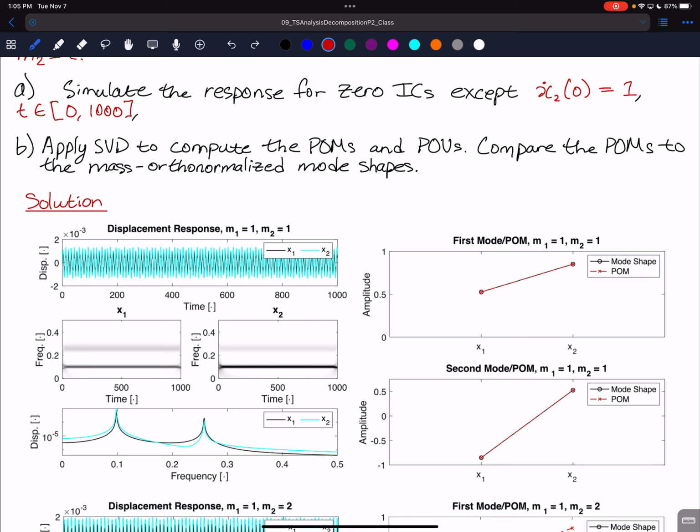In this case, what we can see in the first plot to the top right is that both masses have a positive amplitude, and the second degree of freedom has a higher amplitude. And you can see that the palm lies right on top of that mode shape. The mode shape is in black with a circle, and the palm is in dashed red with just a little X. Same with the second palm and the second mode shape, they lie right on top of each other. So in this kind of case, you can see that the palms and the mode shapes are exactly the same.